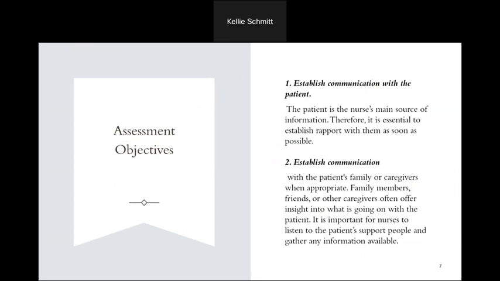It's really important that the first thing you do while you're gathering information, which is used to guide and plan care, is that you establish communication. The patient is the nurse's main source of information. Therefore, it is essential to establish rapport as soon as possible. We also need to establish communication with the patient's family or caregivers when appropriate.